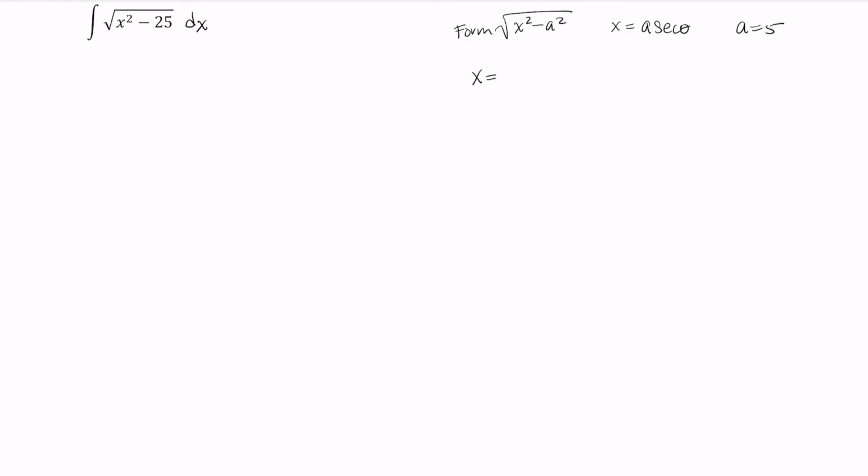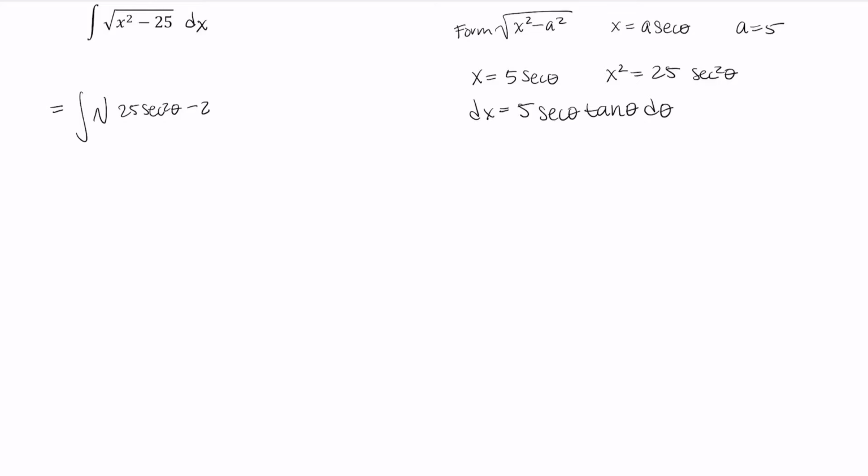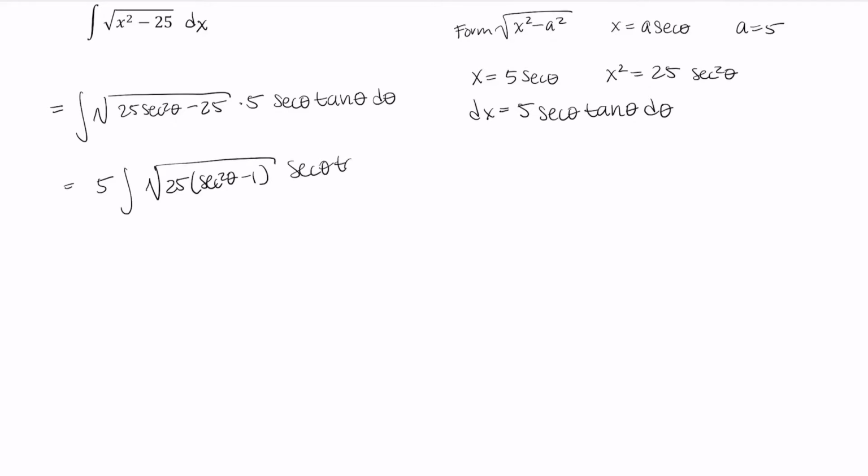So we're letting x equal 5 secant theta, then x squared is equal to 25 secant squared theta, and dx is equal to 5 secant theta tangent theta d theta. Okay, so this becomes the integral, and now wherever I see an x squared, I'm going to go ahead and replace that with 25 secant squared theta. And then wherever I see a dx, I'm going to replace it with 5 times secant theta tangent theta. So rewriting, I get 5 times the square root of 25 times secant squared theta minus 1 times secant theta tangent theta d theta.